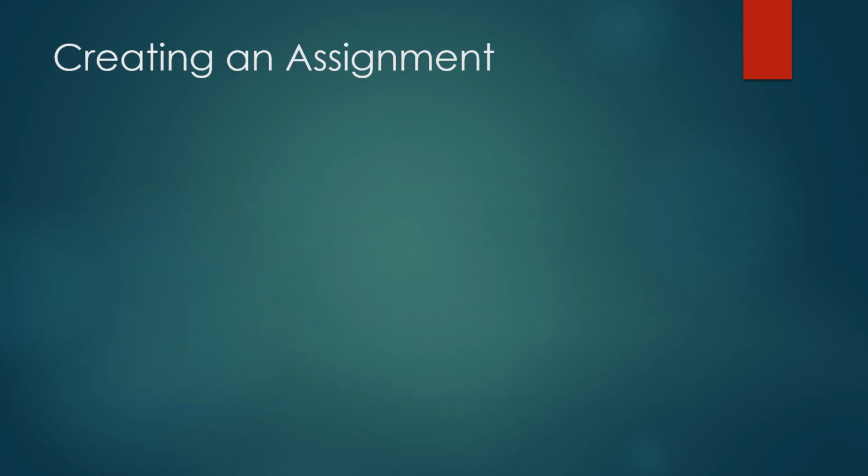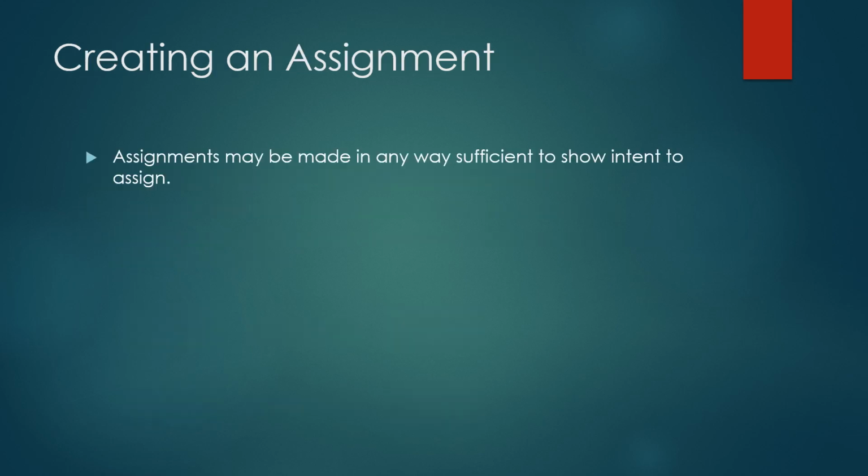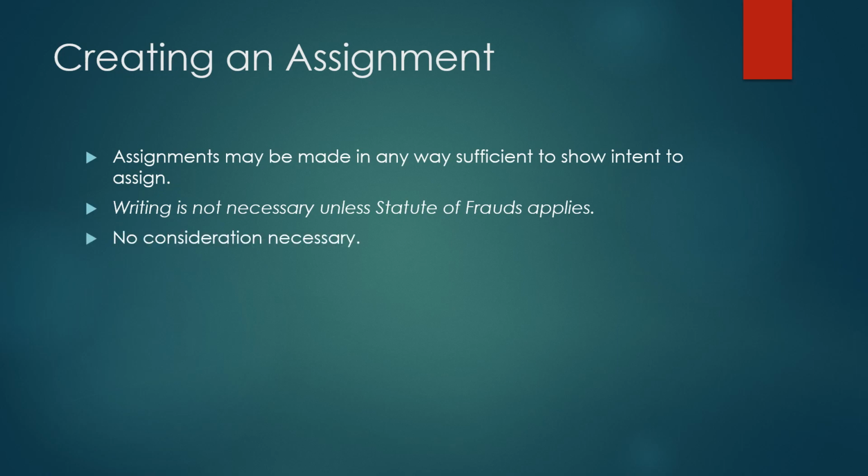Let's talk about creating an assignment. An assignment is when we're going to give someone the rights to what are basically the benefits of our contract. We can do this in many ways as long as we show that we intend to assign to them some of our rights. And we don't even need a writing unless the statute of frauds requires it. No consideration is necessary. Basically, I'm just going to assign rights. I don't have to explain why I'm giving you my rights to the benefits of my contracts or anything of that nature. And if it's a gratuitous assignment, it's revocable.